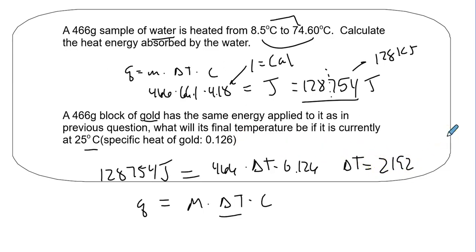And of course, you would have to add 25 degrees onto this to get your final temperature. It's going to be really hot. Gold's got a relatively high melting point too, plus 25. That's going to be getting close. I'm sure we're getting quite close to its melting point, 2217 degrees Celsius. There's a good chance that we surpass the melting point on that one.